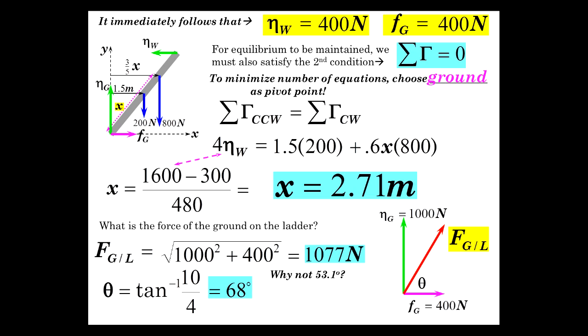You may want to ask why not 53.1, which would be the angle from the ground to the ladder itself. If that happened, instead of 68 degrees, we'd have a rather shallower angle for the force, which would increase the size of the wall normal, which would then increase that torque, and you'd have a net counterclockwise torque.